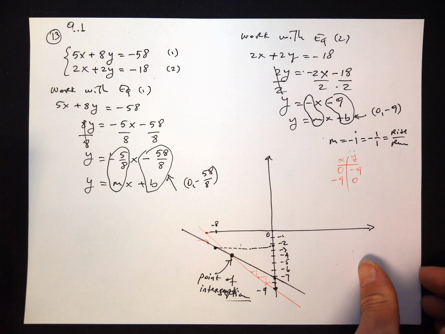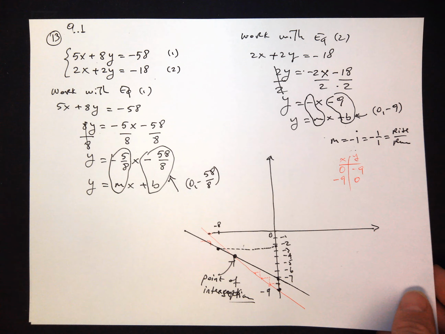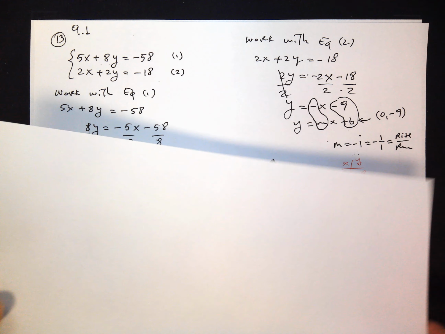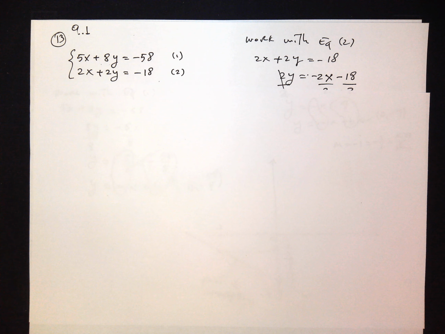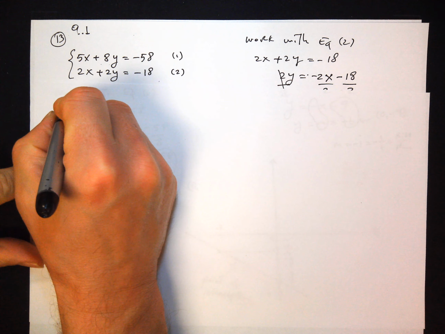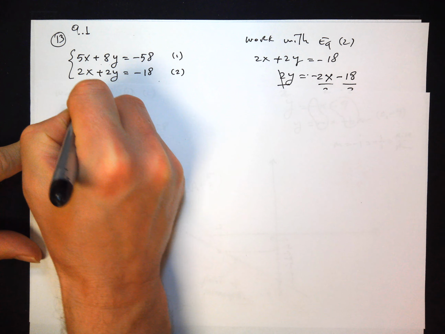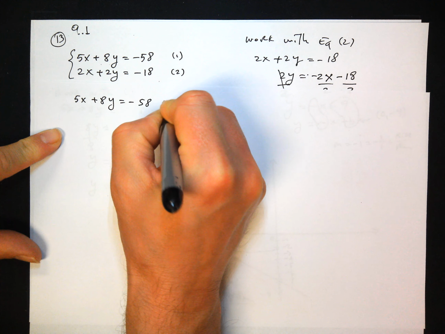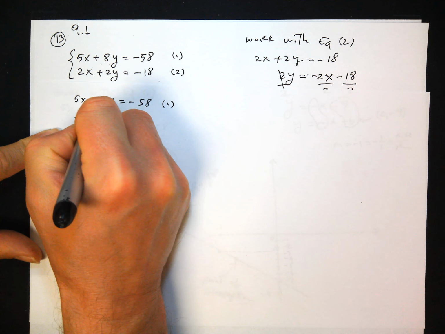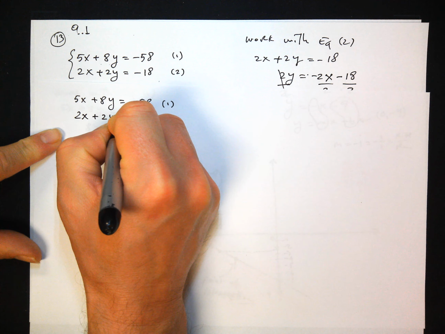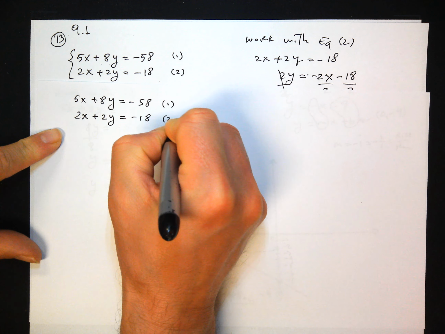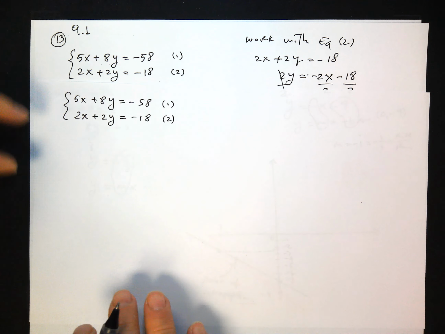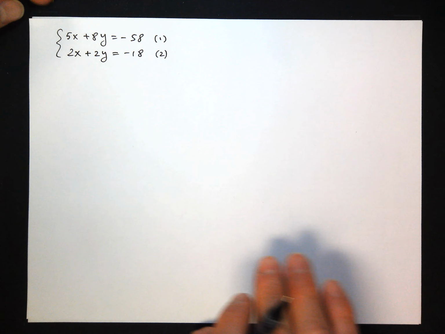So I'm going to keep this aside for now, and first let me write this equation down. So I have 5x plus 8y equals negative 58. So this is the first equation, and then 2x plus 2y equals negative 18. So this is the second. Okay, so let me pull it aside because I'm using ink and it kind of shows underneath.